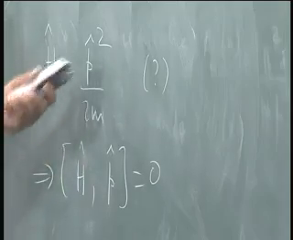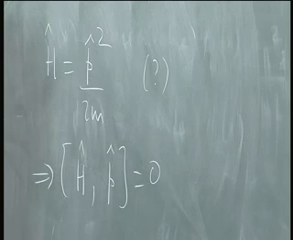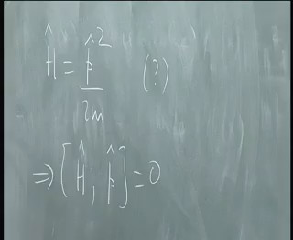P commutes with p squared, so this is definitely 0. If H is equal to this, it is definitely true, but we just discovered that those states are not momentum eigenstates. Pardon me? It is okay, real eigenvalues.